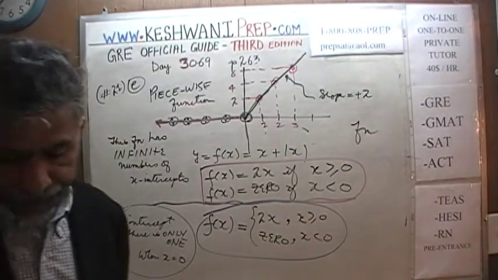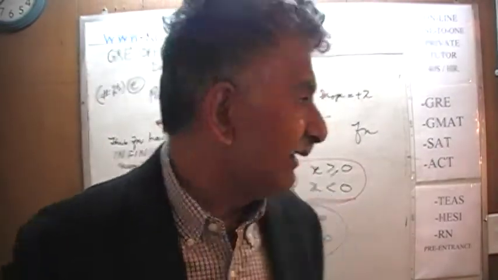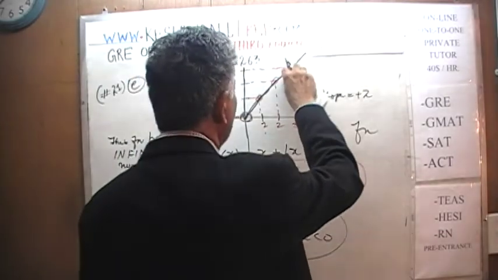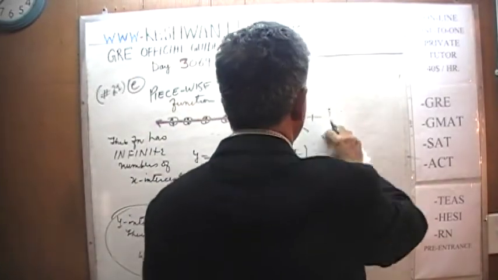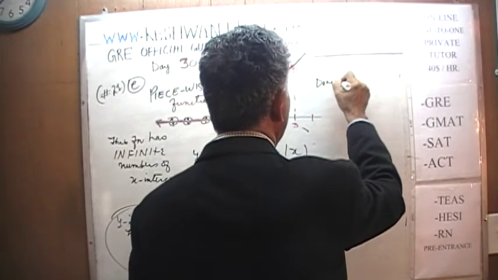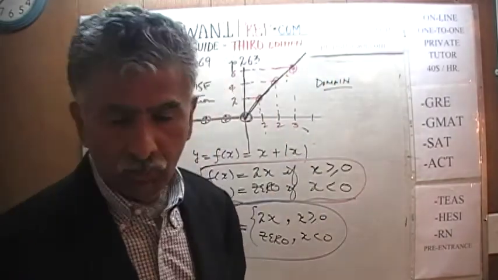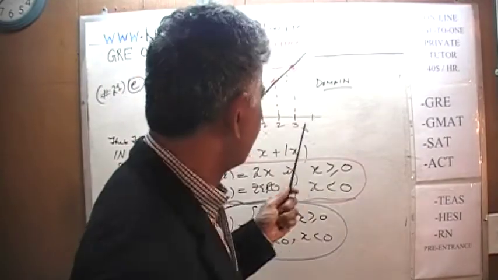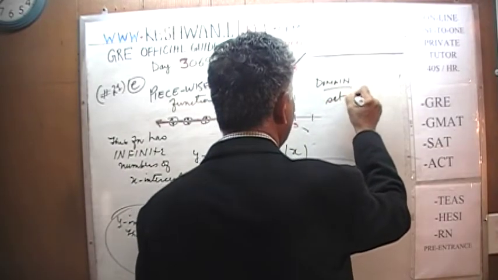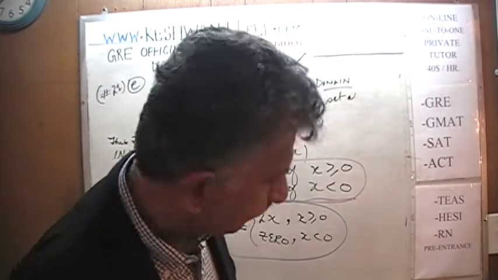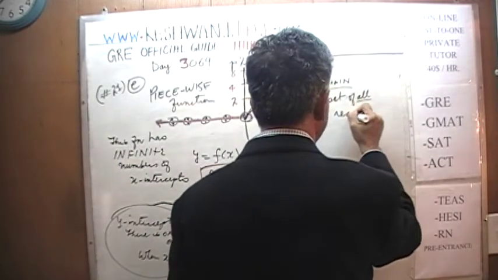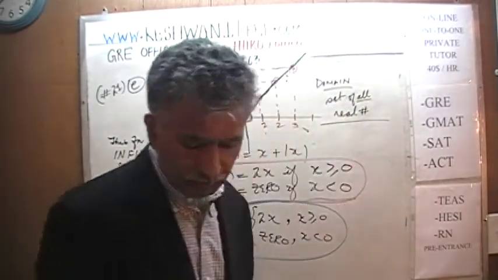What is the domain? Are there any limitations on x? Are there any values that x cannot take? The answer is no. Since we need the room, I'm going to erase the slope part. It has no limit. There are no limitations on what values x can take. X can take any value it wants as long as it's a real number. Do you understand? So the domain is the set of all real numbers.